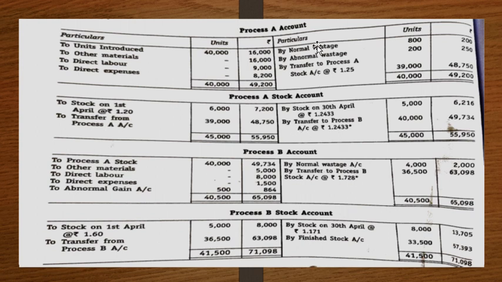Usually in a process A account, any balancing figure is the amount which will be transferred to the next process. But as they have given us the opening stock and closing stock, we need to calculate the stock balance and then transfer to process B.